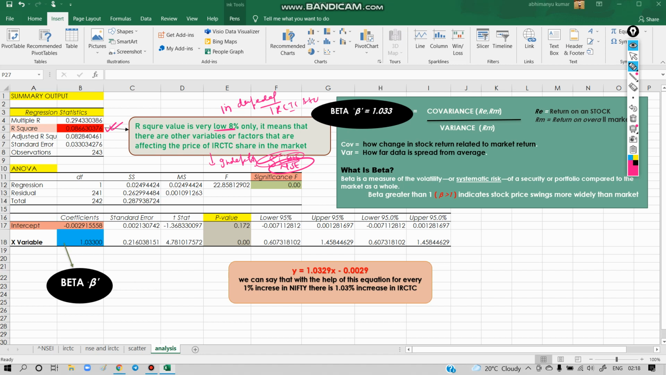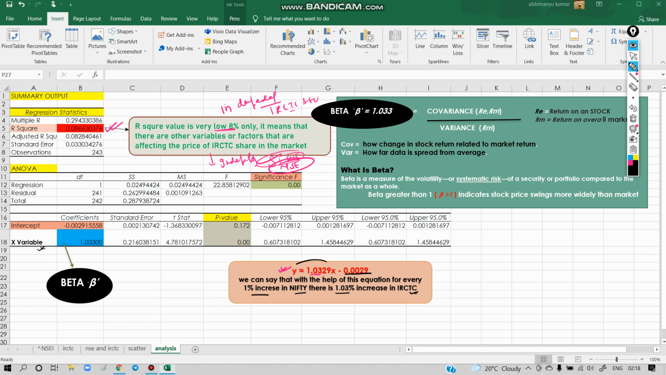Also we can see the equation is coming out to be y equals 1.0329x minus 0.0029. We can say that with the help of this equation, for every 1% increase in Nifty, there is a 1.05% increase in IRCTC. Now here comes the beta factor. The beta factor is nothing but the x variable coefficient, that is 1.033.